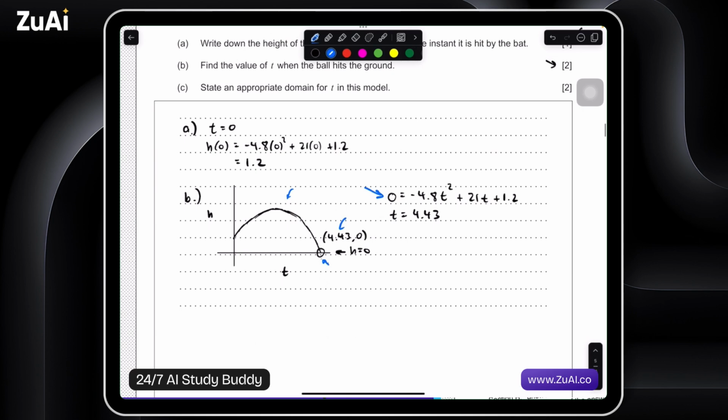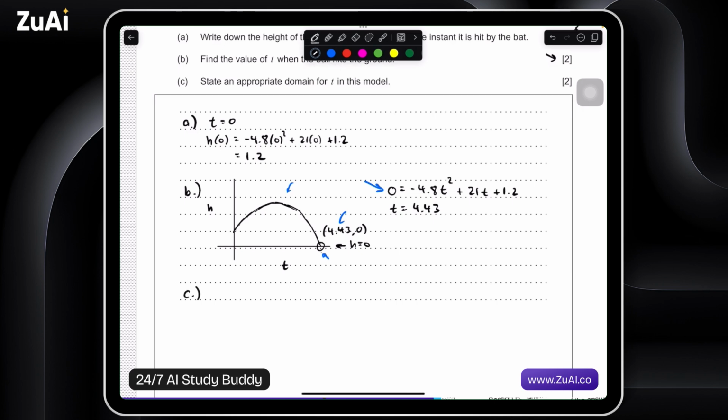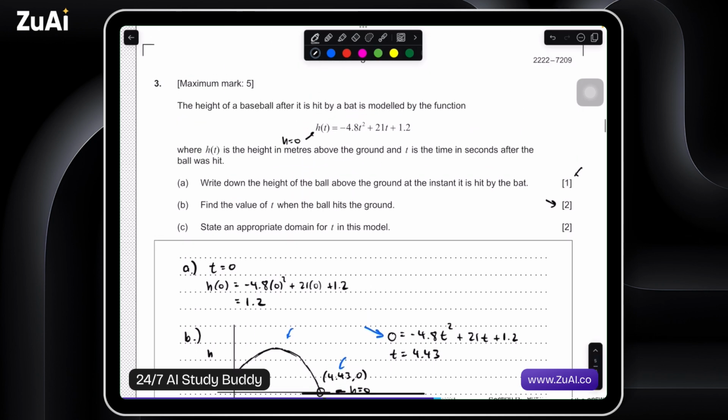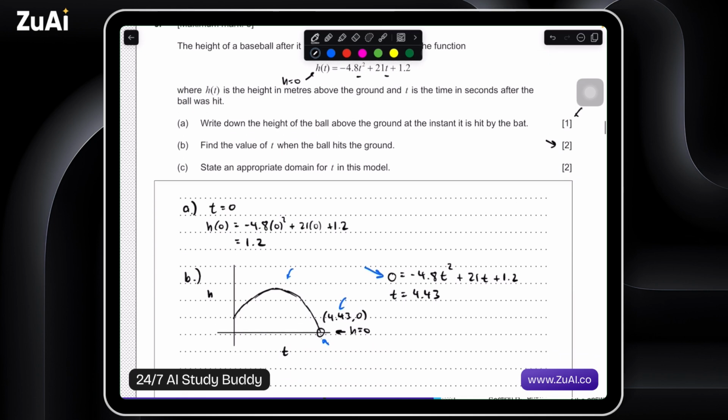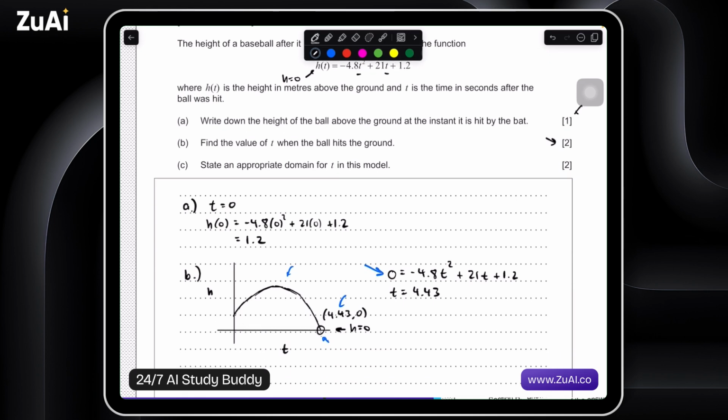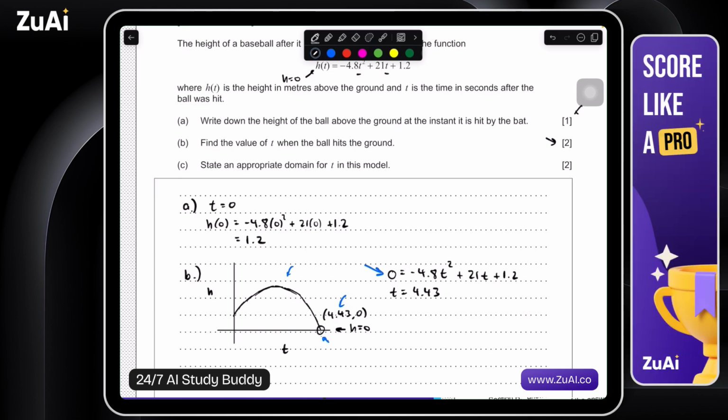Part C, state an appropriate domain for t in this model. Okay, so an appropriate domain. What are they talking about for an appropriate domain? Remember, domain is the set of inputs and range is the set of outputs. In this case, our inputs are t. We want an appropriate set of values for t that we could feed into this model and expect a reasonable result. Given that we have a real-world context, we want a range of values of time that will produce a corresponding height of this ball.